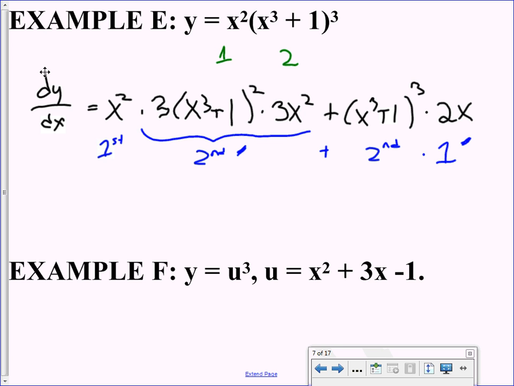Some of you may want to do something with this. I mean, you could always factor out these two terms, which do have in common an x cubed plus 1 squared and an x, which could be factored out of both terms. But for now, we'll leave that.